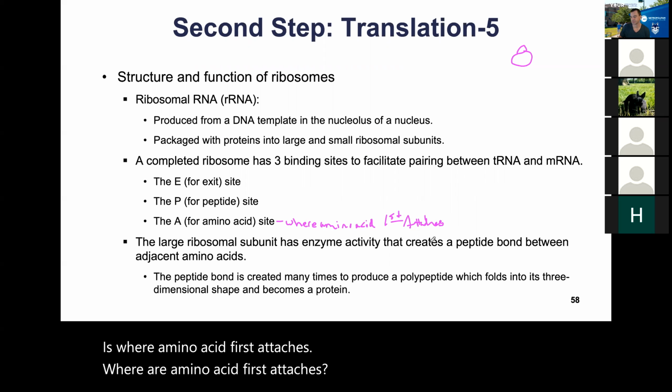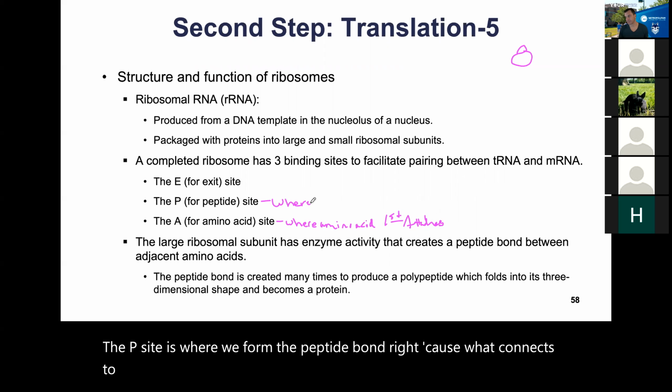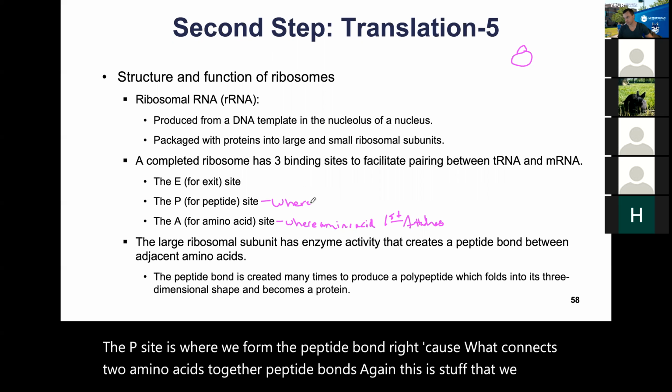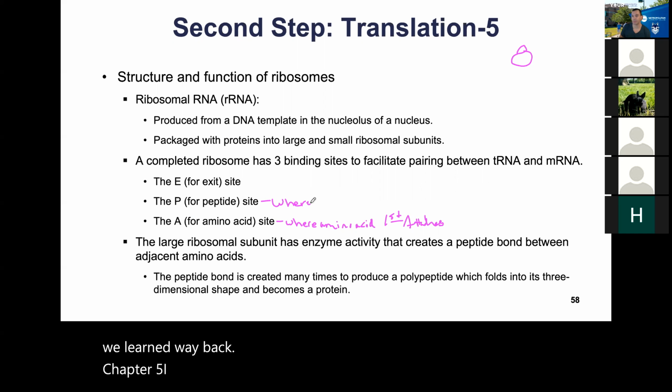First attaches. The P site is where we form the peptide bond, right? Because what connects two amino acids together? Peptide bonds. Again, this is stuff that we learned way back, chapter 5, I think. I don't even remember. It was so long ago. I think in the first unit.